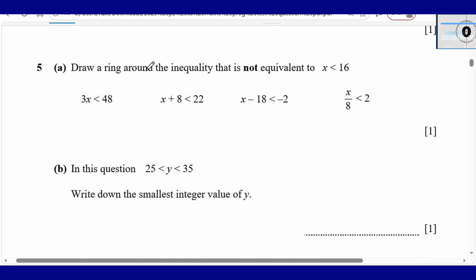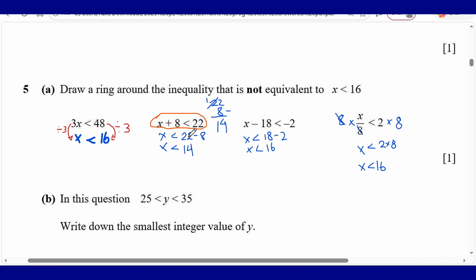Guys, we have question 5a. Draw a ring around the inequality that is not equivalent to x smaller than 16. We'll reveal the answer when the timer returns to 0. Well, let's check out the answer, guys. Here we go. So this is the answer. x plus 8 smaller than 22 is not equivalent to x smaller than 16.